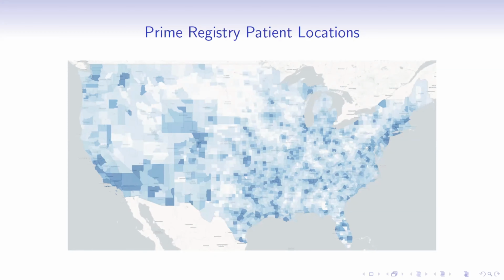Just to give you a sense of where our data is coming from, this is a map of the locations of patients that are included in the PRIME registry. I'm not going to spend too much time on this, other than to point out that our data is fairly broadly national, with counties all across America having patients in this data.